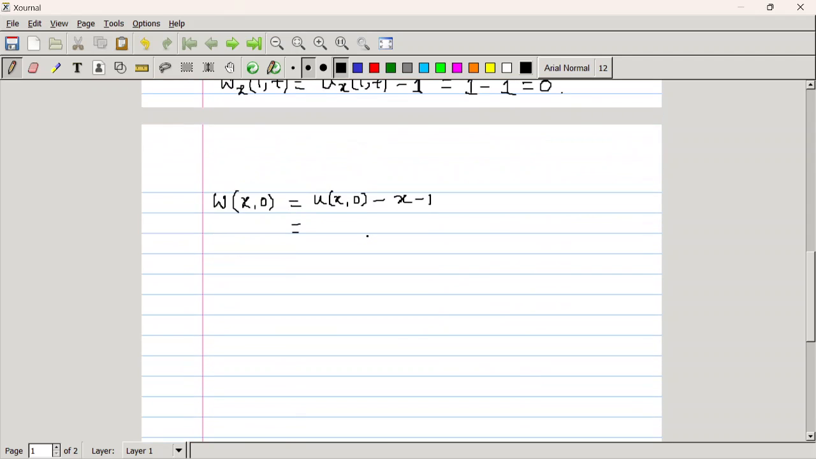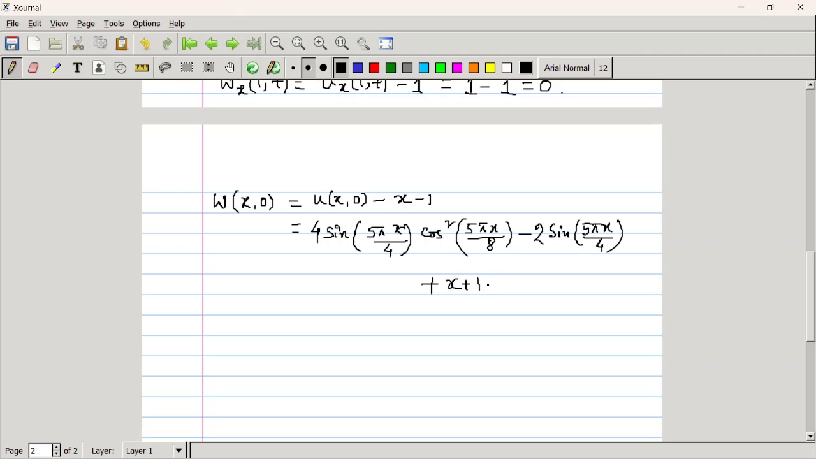So let me write that: 4 sin(5 pi x by 4) cos square(5 pi x by 8) minus 2 sin(5 pi x by 4) plus x plus 1. This is u(x,0), and there w(x,0) is u(x,0) minus x minus 1. So this x and 1 cancel out.